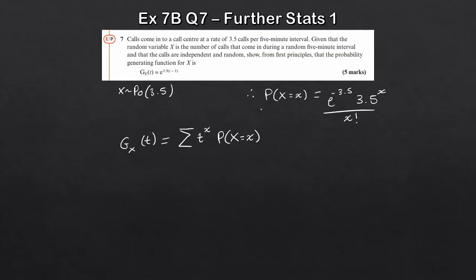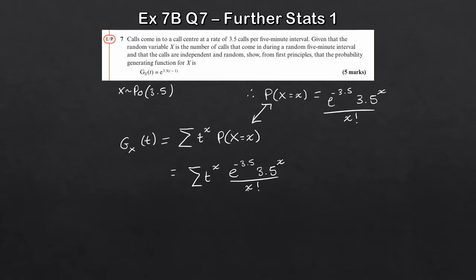But we've already defined this, right? So the probability of X being equal to x, that's what we've got. So all we've got to do is substitute this in now. So that will just be defined as the sum of t to the x times e to the minus 3.5 times 3.5 to the x all over x factorial.